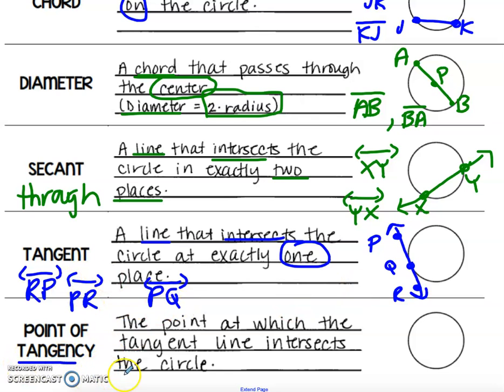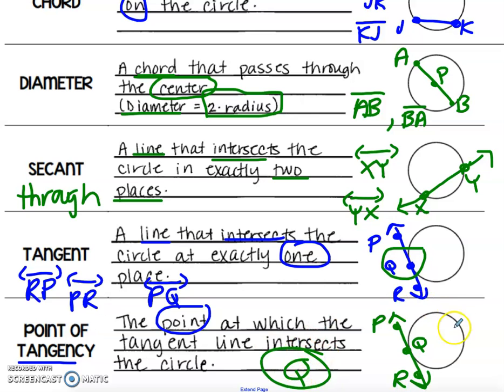So probably similar to the one above it. So it is the single point at which the tangent line is going to intersect. So looking at the example above, Q is the point of tangency. So I'm just going to redraw our picture and say Q. Let me go ahead and add P and R. But Q is the point of tangency. It's that point where it hit the circle.